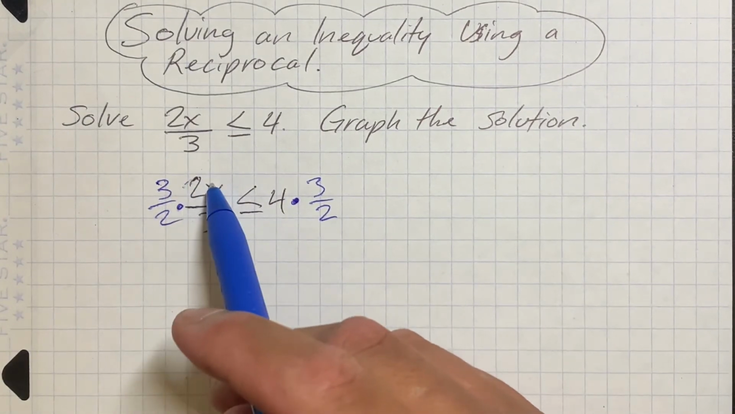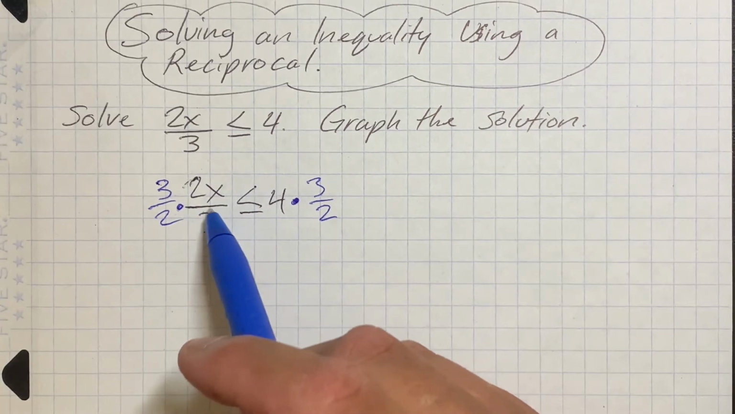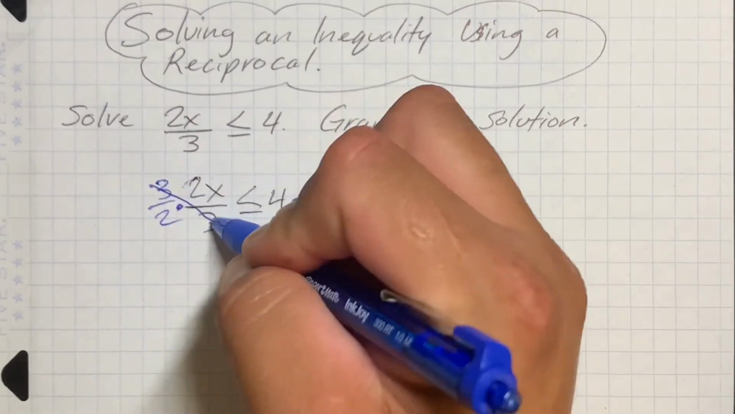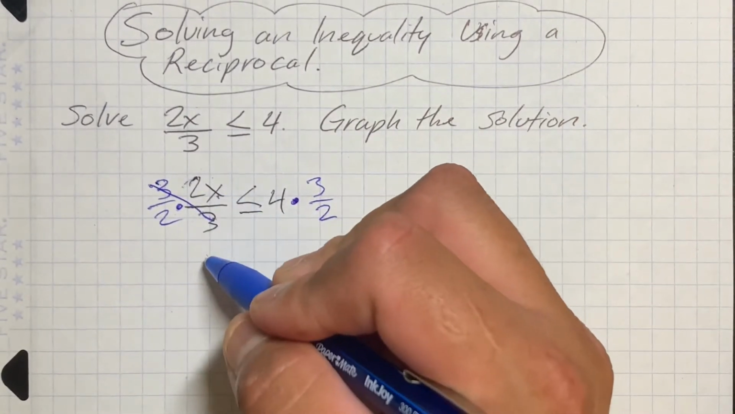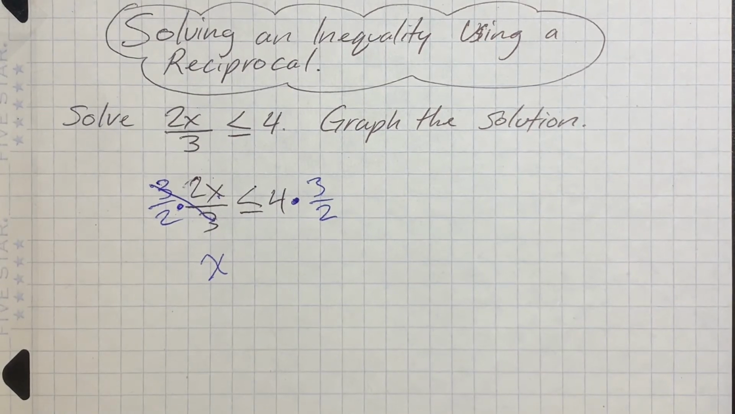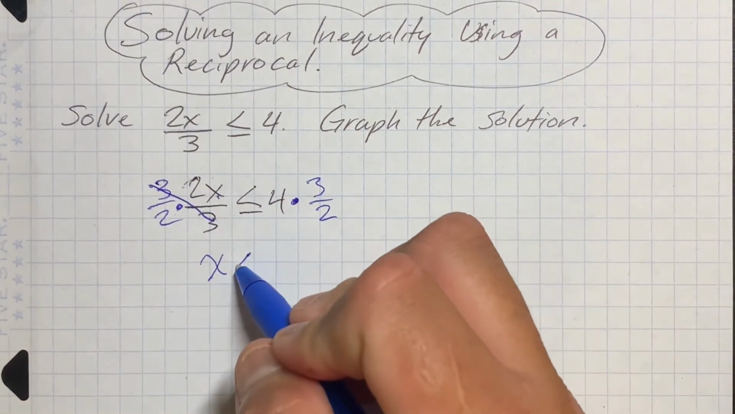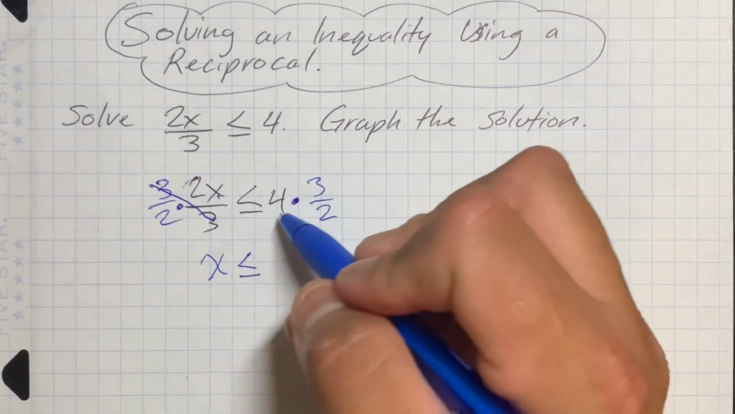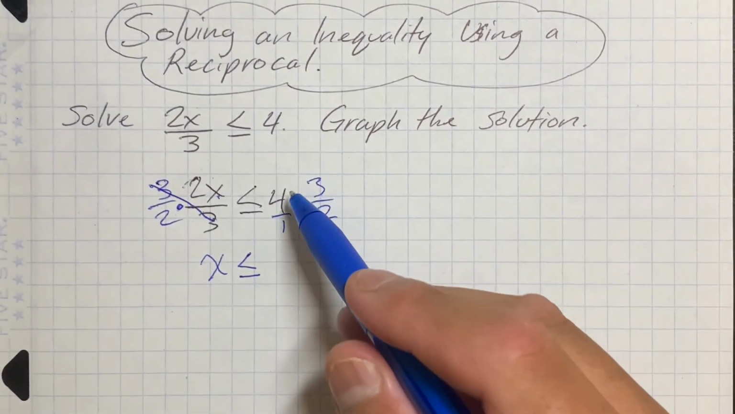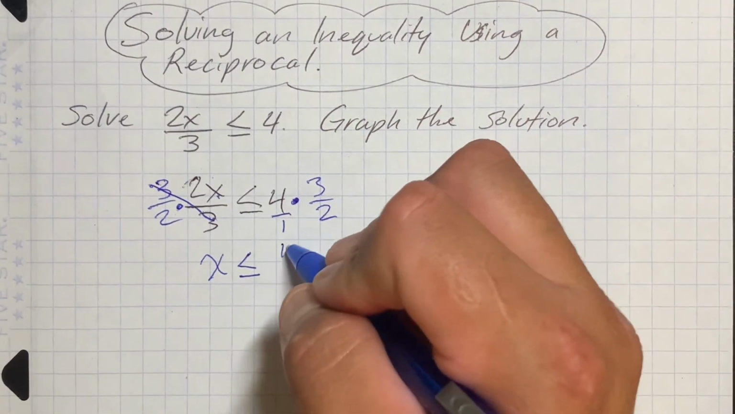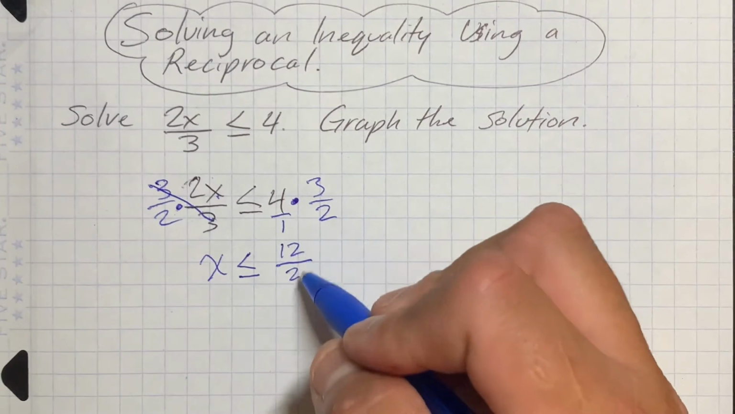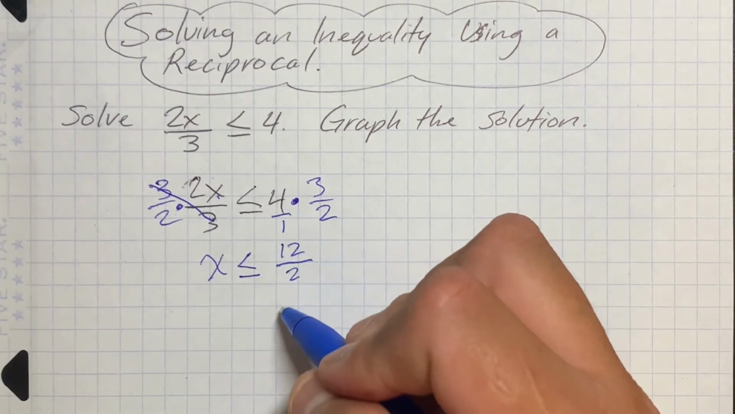Now, 3 times 2 equals 6. 2 times 3 equals 6. 6 divides into 6 one time. So, meaning this cancels out. And x here, your variable, is by itself. All right, so we isolated the variable by using reciprocation. Less than or equal to 4. Now, we changed the whole number 4 into a fraction by putting a 1 underneath of it. Now, 4 times 3 equals 12. 1 times 2 equals 2. 12 divided by 2 is going to be 6.